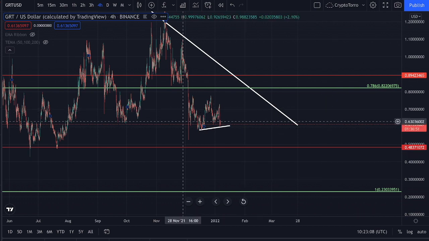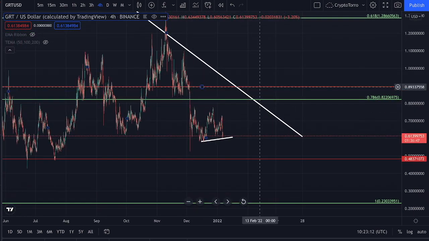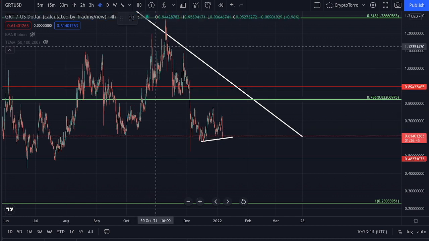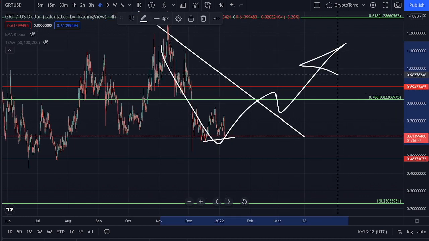But right now, as I said previously, we would like to see momentum towards the upside taking place and eventually a trend reversal getting started once we break above this descending resistance and see continuation of momentum towards the upside.